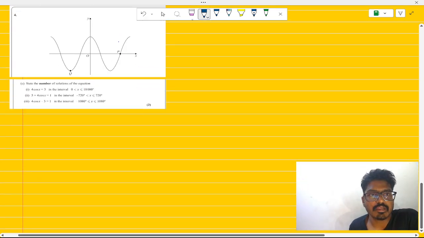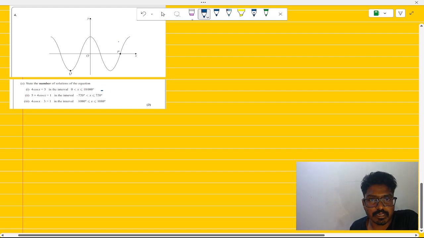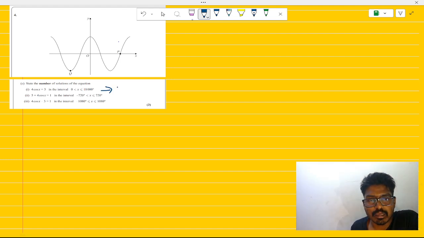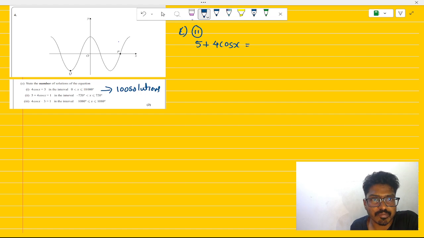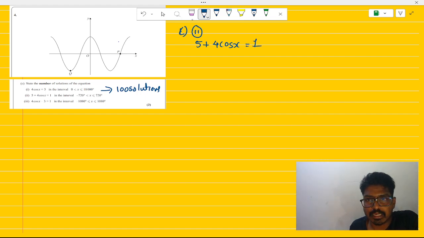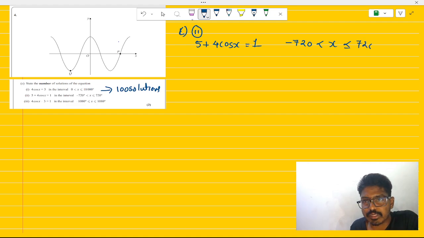Yeah, so here for the first part we already found that it is going to be 100 solutions. And then for the second question, C part 2, what is the question? 5 plus 4 cos x is equivalent to 1 in the interval minus 720 less than x less than 720. So what is the given equation?